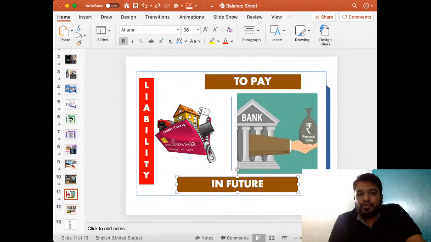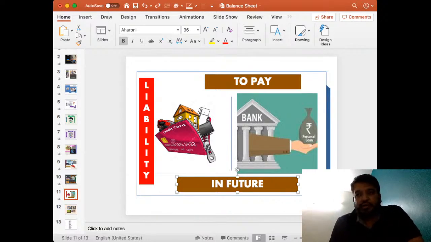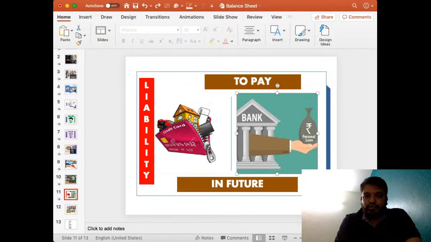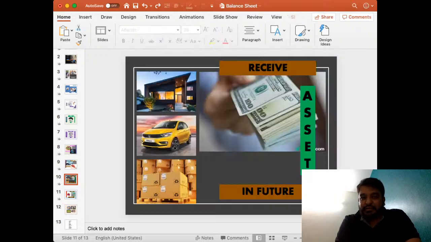So you don't have that. That's why I've used this image. It could be a personal loan also, it could be a business loan, home loan, any kind of loan. Even if, for example, you borrowed money from your friend or your father to start a business, after some time they'll start pestering you, give my money back. So that means you have to pay it back. So basically, liability is an obligation to pay in future, whereas an asset is an entitlement to receive money in future.